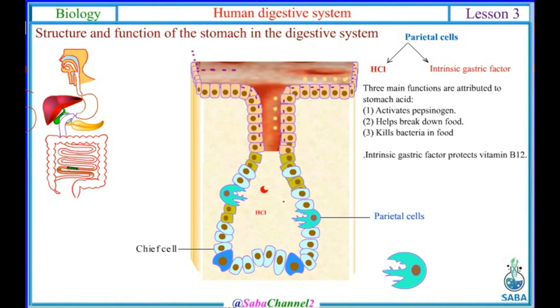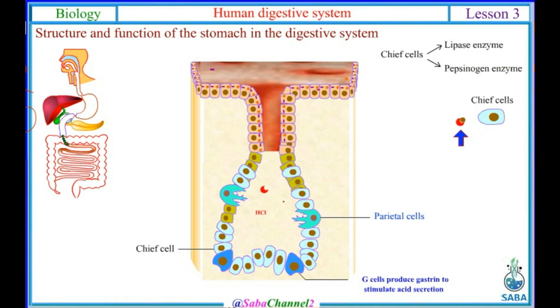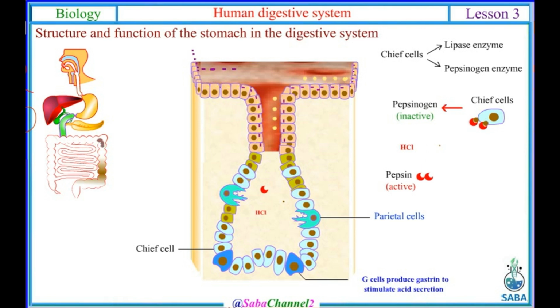3 main functions are attributed to the stomach acid. 1. It activates pepsinogen. 2. It helps break down food. 3. It kills bacteria in the food. Chief cells in the stomach secrete pepsinogen, an inactive form of the enzyme pepsin. When pepsinogen comes into contact with the stomach acid, it's activated into pepsin, which helps break down proteins. Chief cells also produce gastric lipase, an enzyme that begins the digestion of fats, though its role is smaller compared to protein digestion.